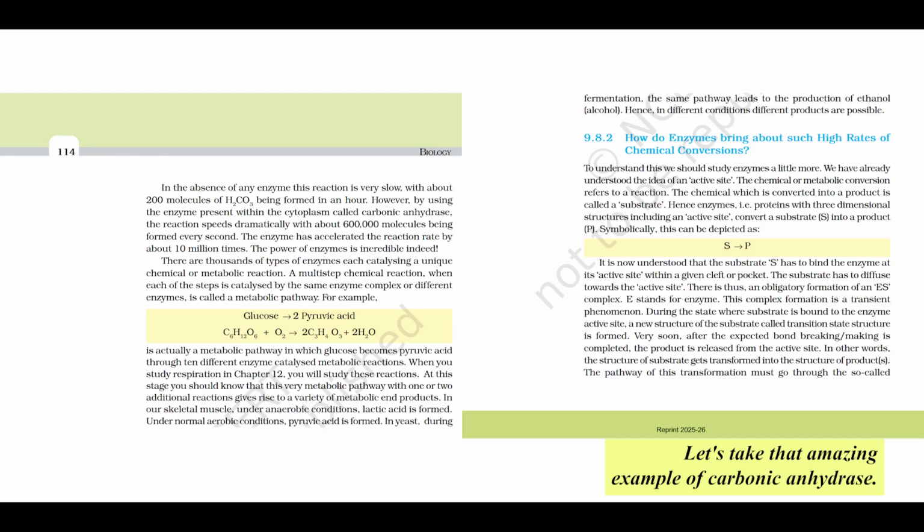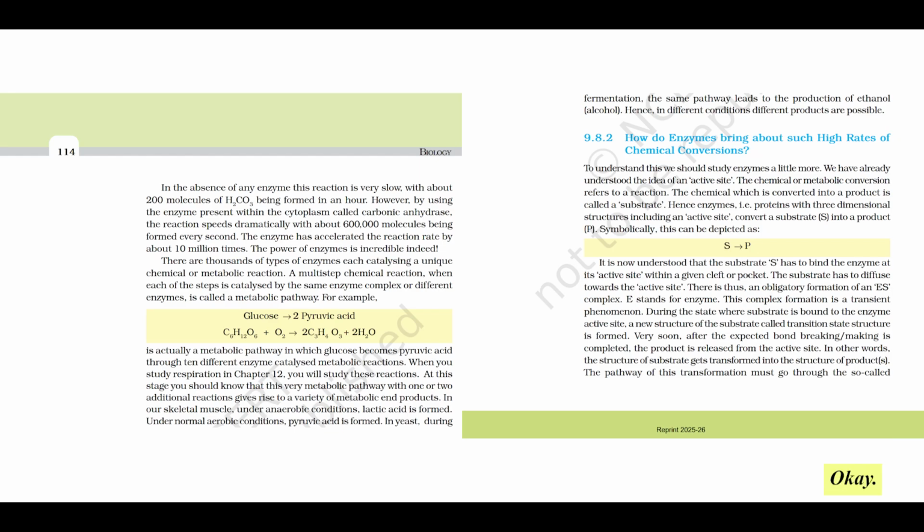Let's take that amazing example of carbonic anhydrase. This enzyme is found in our red blood cells and other tissues. It catalyzes the reaction CO2 plus H2O gives H2CO3, carbonic acid. This is vital for CO2 transport. Carbonic anhydrase, okay. Without the enzyme, this reaction is incredibly slow. Maybe only 200 molecules of carbonic acid are formed per hour, very sluggish.